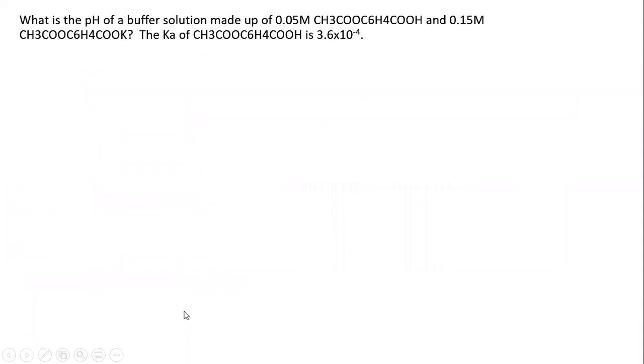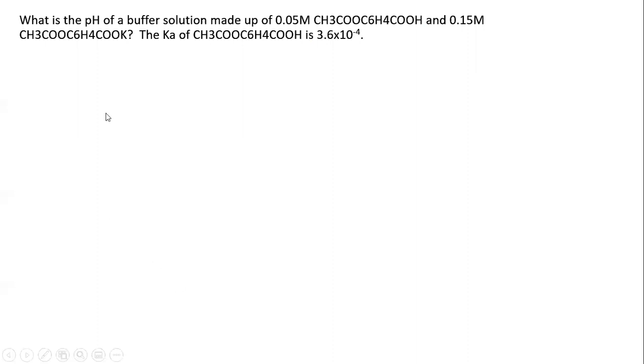Now getting into calculating the pH of buffers. So here we have a buffer solution made up of 0.05 molar acetylsalicylic acid and 0.15 molar of potassium acetylsalicylate. It's a tongue twister right there. And it gives us the Ka of acetylsalicylic acid. We want to know what's the pH of this buffer solution.